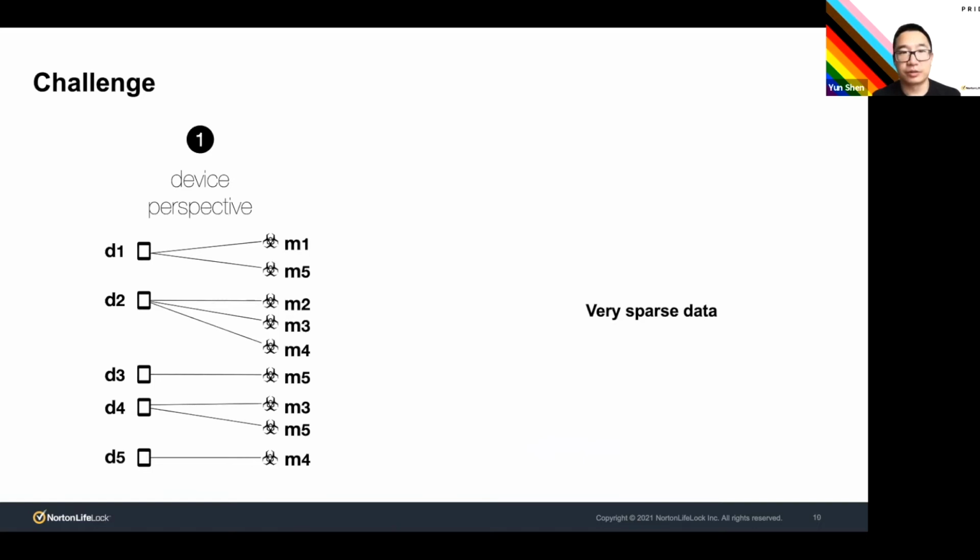So what are the challenges to devise such a predictive method for mobile devices? I think the first thing is that if we only predict from a per-device perspective, the data is reasonably sparse. For example, if we take device D1 and say D1 installed a malware M5, which malware or potentially PHA would be installed in the future? It's really hard to do the prediction based on just M1 and M5.